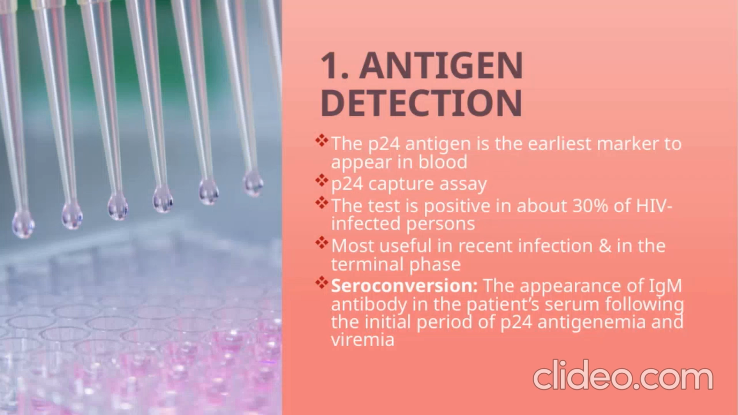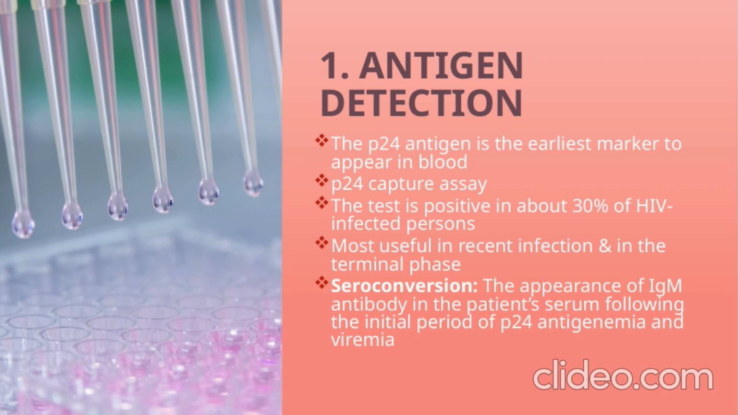The P24 antigen is actually the earliest marker to appear in the blood when someone is infected with HIV. This makes it a really useful tool for early detection. The P24 capture assay is designed to detect this antigen directly. Now, it's important to note that the test is positive in about 30% of HIV-infected individuals. So, while it's a valuable marker, it doesn't catch every case on its own. It tends to be most useful during the recent infection phase, when the antigen is still present, or in the terminal phase of the disease, when viral levels are very high.